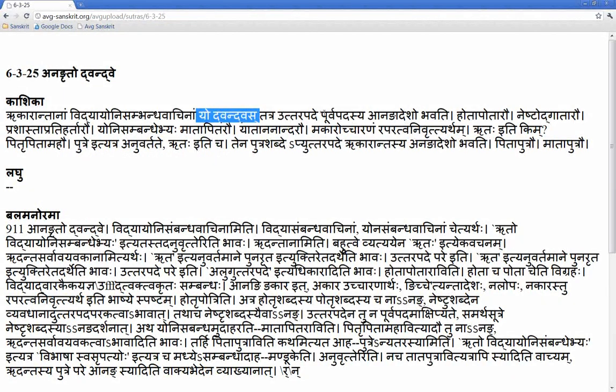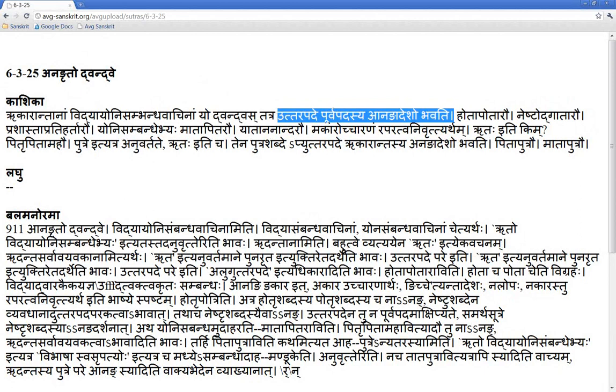tatra uttarapade. So we have both ending in rukarantanam. Both have to end in ruk. That's one condition here. Rukarantanam. Uttarapade purvapadasya anang adesha bhavati. Hotru plus potru. Hotru potru. So hotaro potaro. So neshtru udgata. These are all priests. Neshtru udgata, and so on.